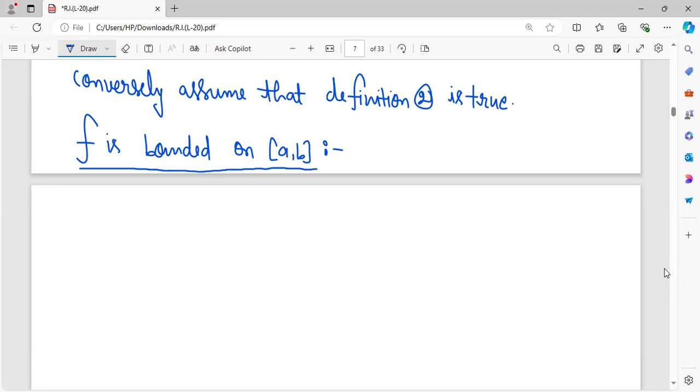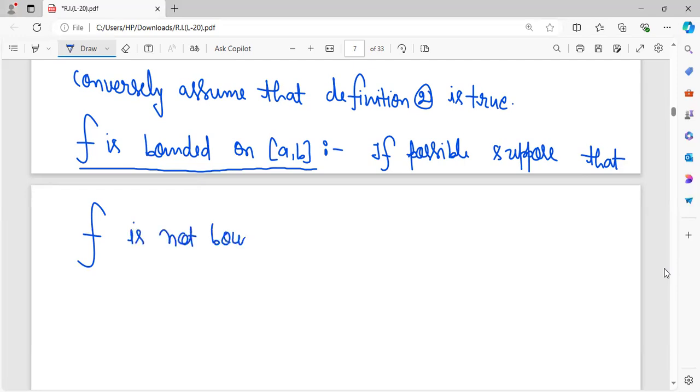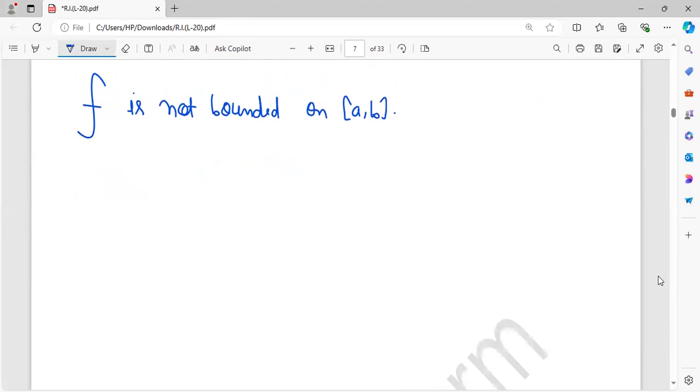So we will do it by contradiction. If possible, suppose that f is not bounded on closed interval AB. Okay. If it is not bounded on AB, so we are taking this partition.